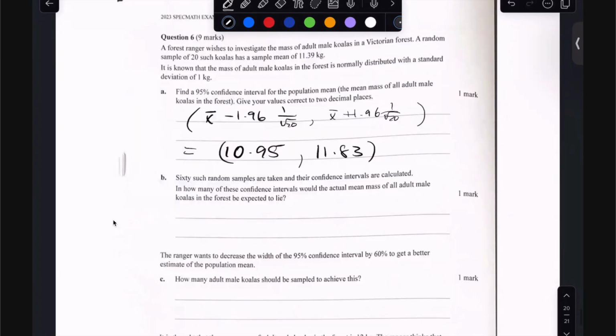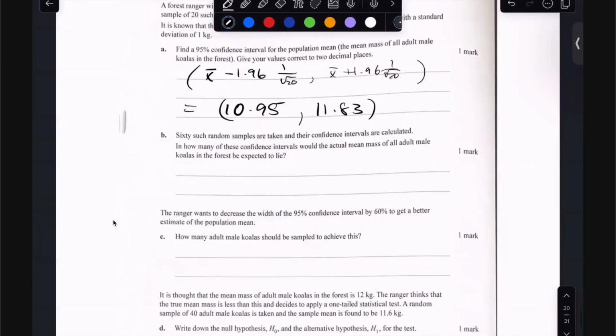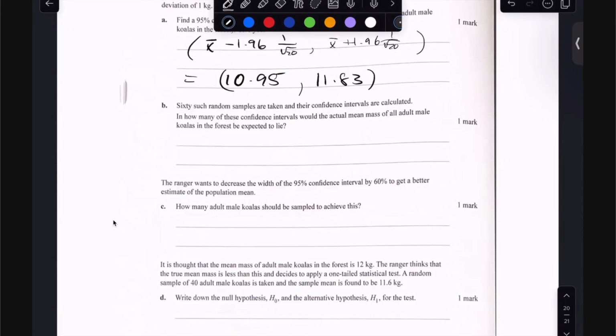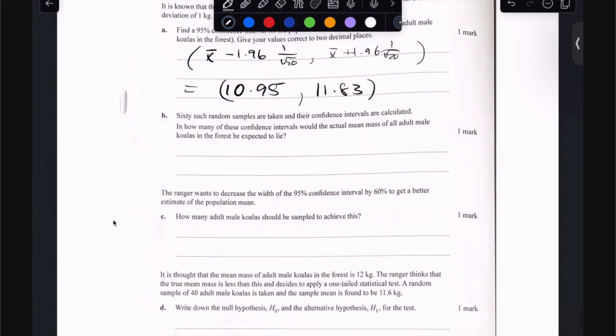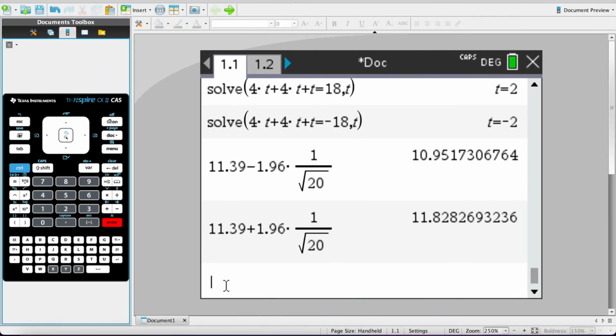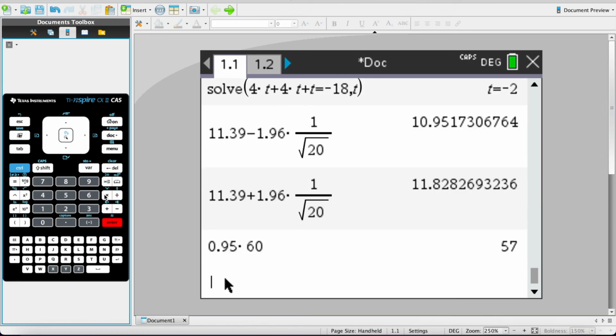60 such random samples are taken and their confidence intervals are calculated. In how many of these confidence intervals will the actual mean mass of all adult male koalas in the forest be? So you expect 95% of such confidence intervals to contain the population mean. That is a textbook definition that you should memorize. So 95% of 60, so 0.95 times 60, and that is 57.